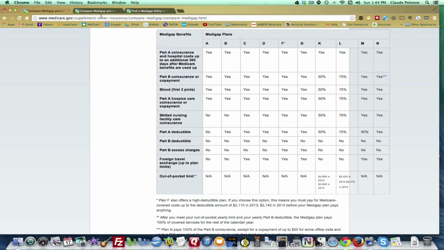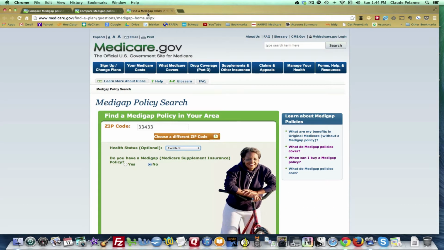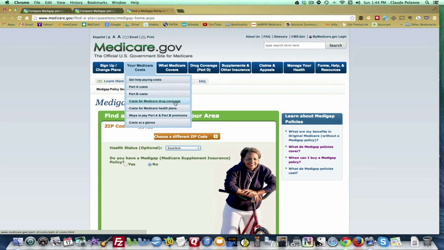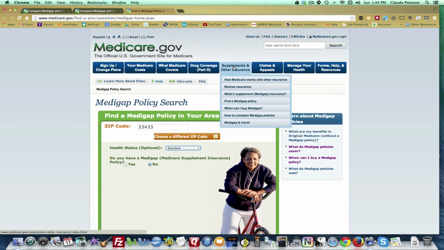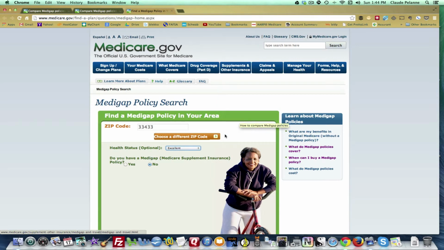How do you do that? You come over here to this screen here that shows you how to compare costs. How did I find it? How to compare Medigap policies. There'll be another video. Now, this is going to be very interesting because you have to type in your zip code. This is a Florida zip code.